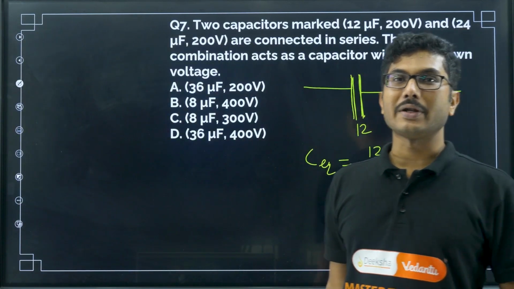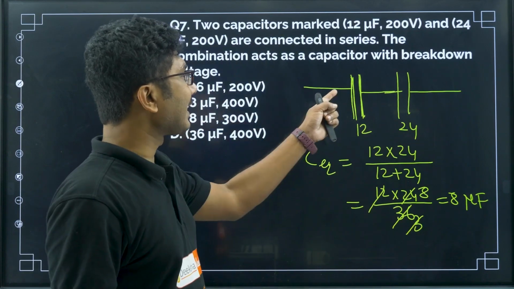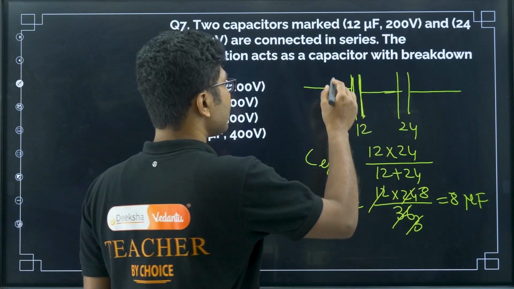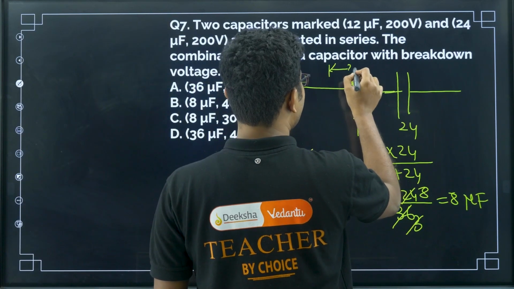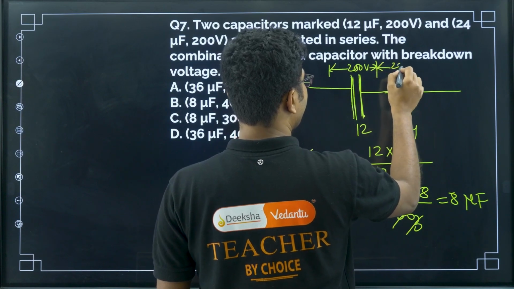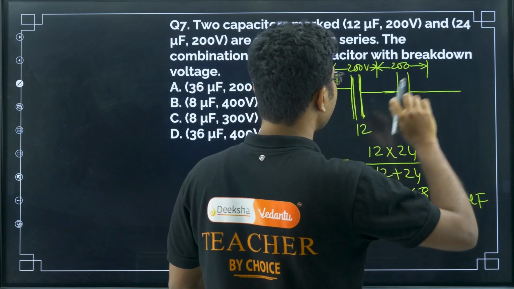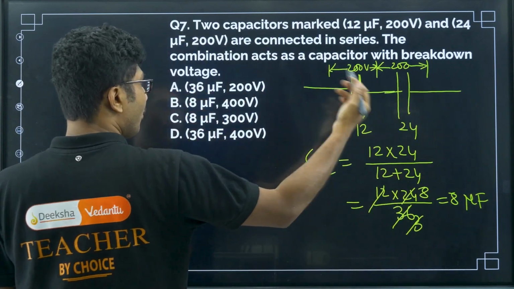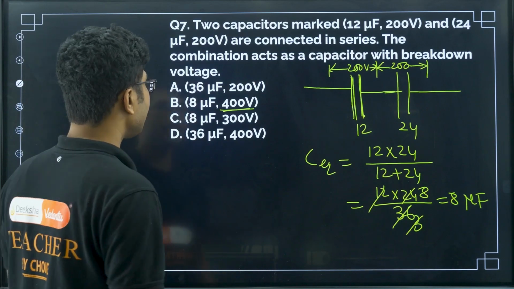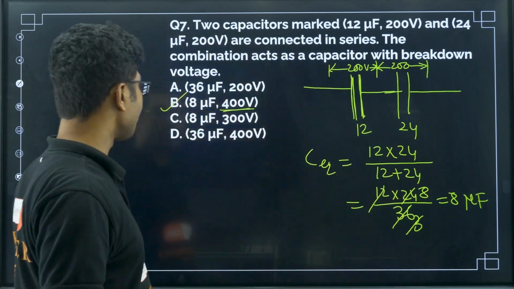How can we calculate the breakdown voltage? When they are connected in series, their respective potentials add. Okay, so in the maximum condition, this will have 200 volt. This will also have 200 volt. This is the meaning of it, right? So the total potential this combination can withstand is 400 volts, and equivalent capacitance is 8 microfarad. So the correct answer is option B.